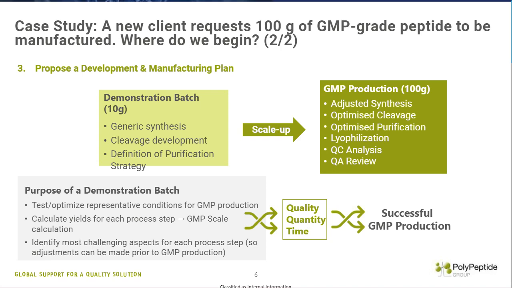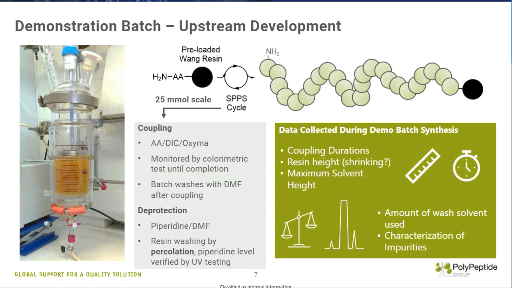We started our demonstration batch of 10 grams by first performing upstream development. So this is the actual synthesis of the peptide. Here we use very classic solid phase peptide synthesis conditions. We performed the synthesis on a 25 millimolar scale using a preloaded Wang resin with the first amino acid attached. We then performed amino acid couplings using very standard DIC/Oxyma conditions. We monitored every coupling until completion using colorimetric testing.